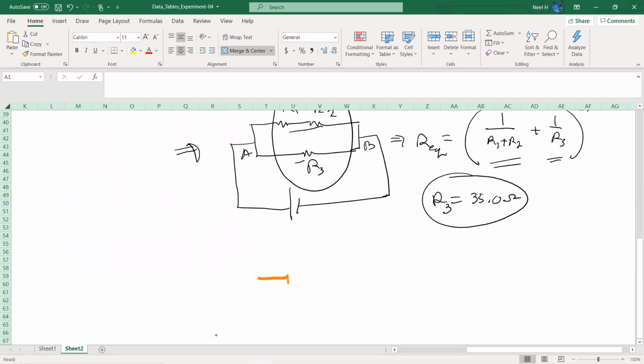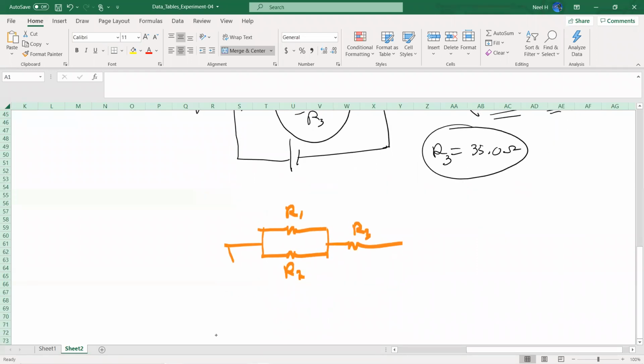Let's connect two first in parallel to each other. These two, R1 and R2, let's put in parallel. Let's put R3 in series with that. These two are now parallel to each other. And then the voltage will come from outside, and the switch.